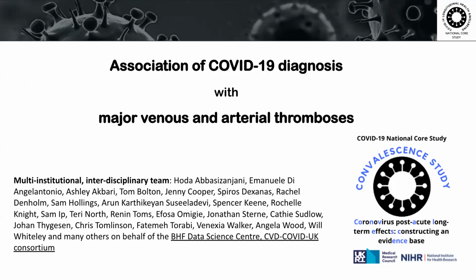We will be presenting our project today, which uses the amazing population-level CVD-COVID-UK data resource to understand the relative incidences of major arterial and venous thrombotic events compared with people without the diagnosis. This project is led by Will, Jonathan, and Angela, who brought together this interdisciplinary team from Bristol, Cambridge, Edinburgh, Swansea, and UCL. These are listed in alphabetical order.